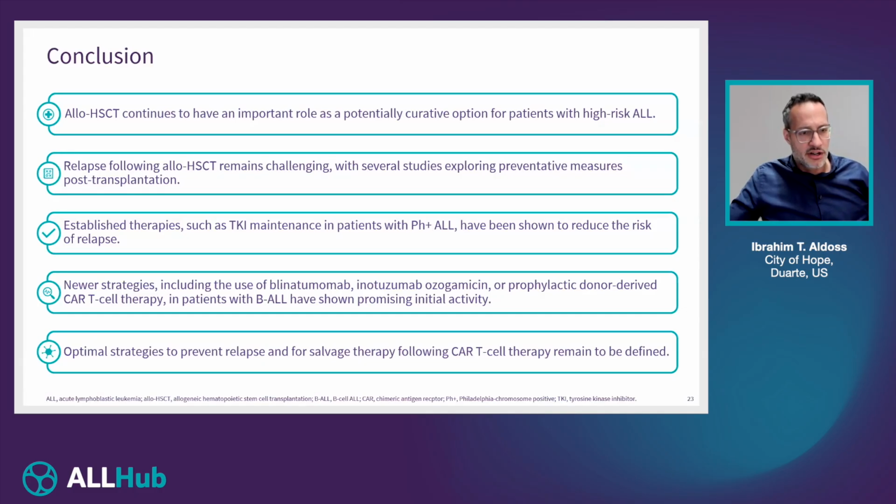So in conclusion, allotransplant continues to have an important role as a potentially curative option for patients with high-risk ALL. Relapse following transplant remains challenging, with several studies exploring preventive measures post-transplantation. Established therapies such as tyrosine kinase inhibitor maintenance in patients with Ph positive ALL have been shown to reduce the risk of relapse. We're hoping to have more targeted options for our patients. Newer strategies, including the use of blina, inotuzumab, and prophylactic donor-derived CAR T cell therapy in patients with B-cell ALL, have shown promising initial activity, and optimal strategies to prevent relapse and for salvage therapy following CAR T cell therapy remain to be defined.